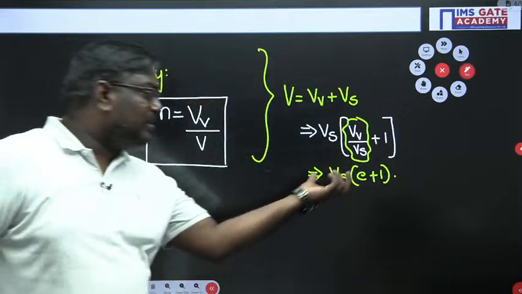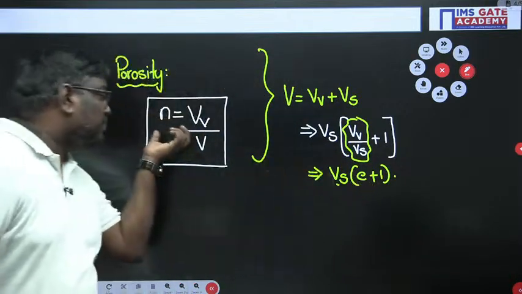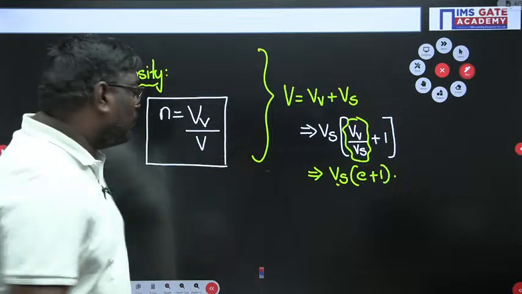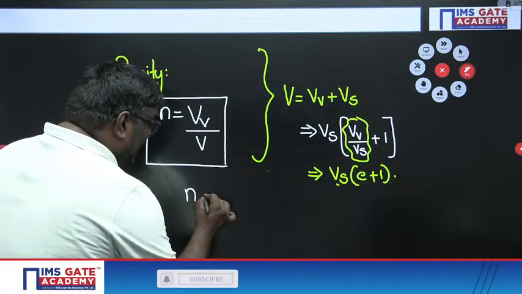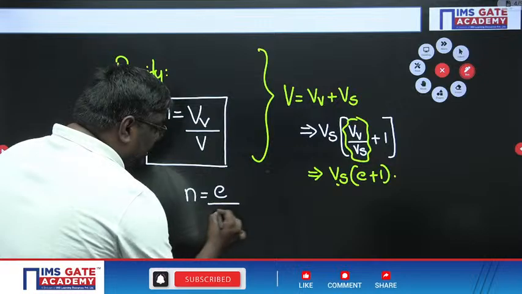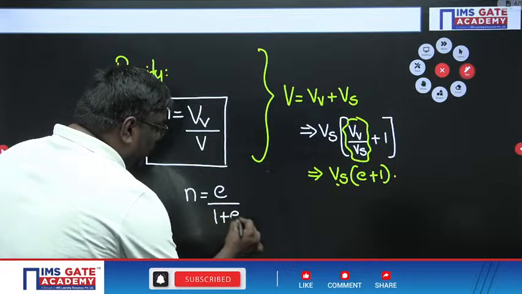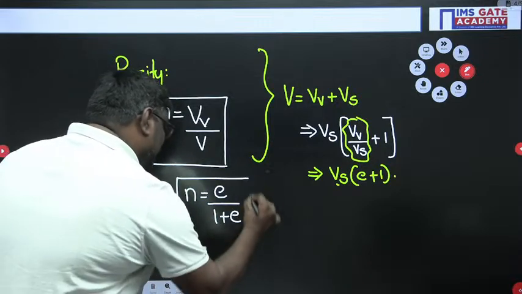Now, whatever formula you have, just plug in here and you will get the void ratio and porosity relationship as n is equal to e upon (1 plus e).